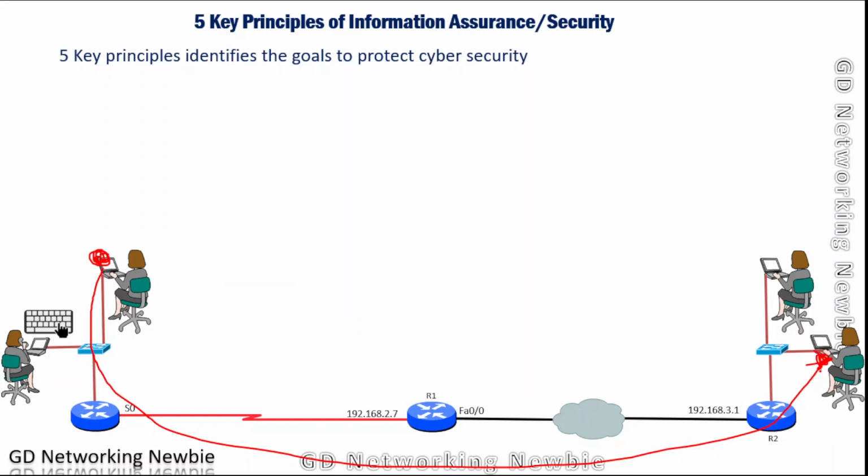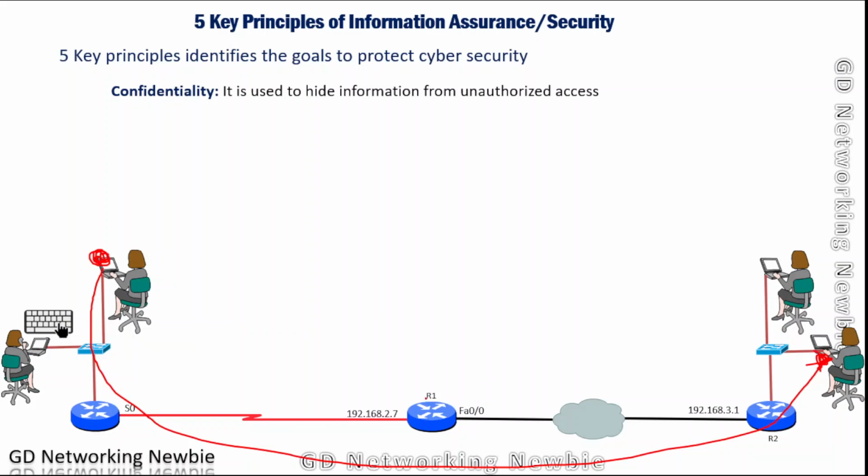These are the 5 key principles that are actually the goals which every cybersecurity professional or every cybersecurity organization wants to achieve. So these 5 key principles are as follows. The first one is confidentiality. The confidentiality principle is used to hide information from unauthorized access.